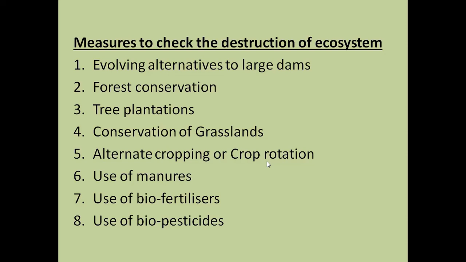Use of manures. Now, organic fertilizers are called manures, and this consists of green manure, cow dung and compost. You know what is compost? By compost, we actually refer to the byproducts of the vegetables, which can be composted.